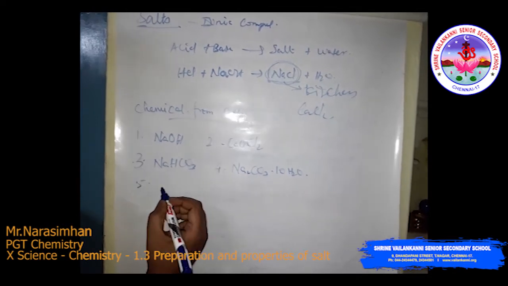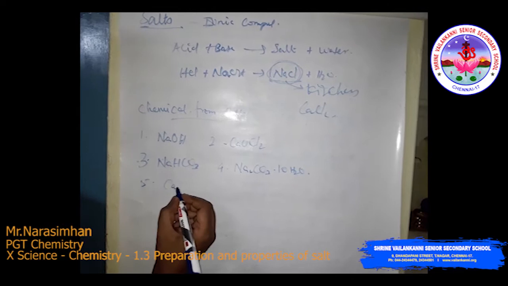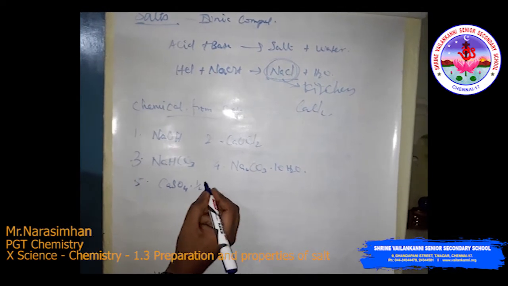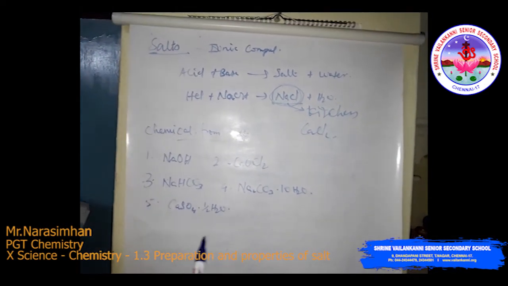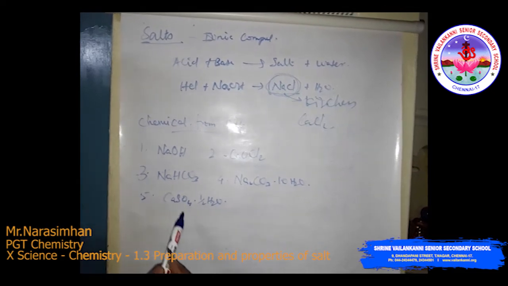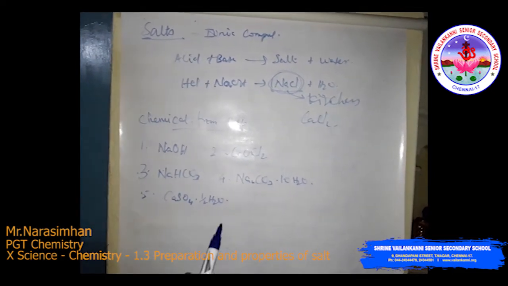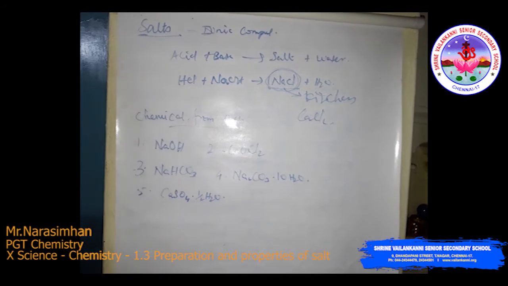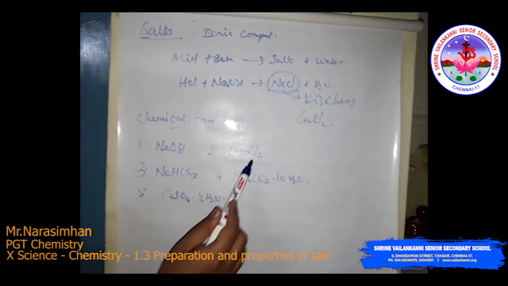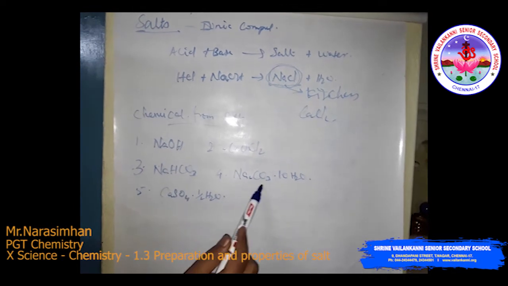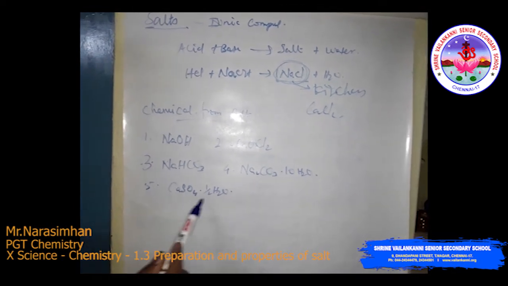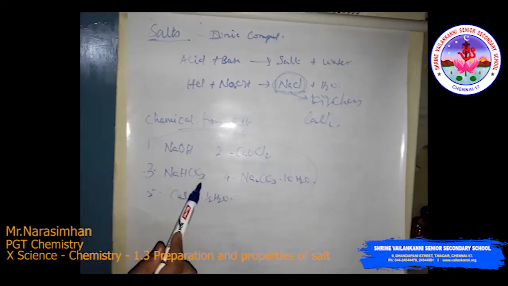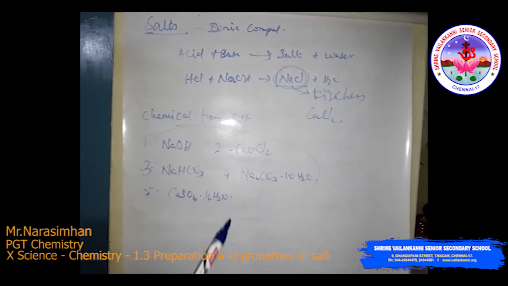Then plaster of Paris, calcium sulfate, CaSO4.1/2 H2O. Then gypsum, CaSO4.2H2O, is the gypsum salt. So NaOH, CaOCl2, NaHCO3, Na2CO3.10H2O and calcium sulfate, we can see these types of salt. How we can prepare them, and what their properties and uses are, we can discuss.